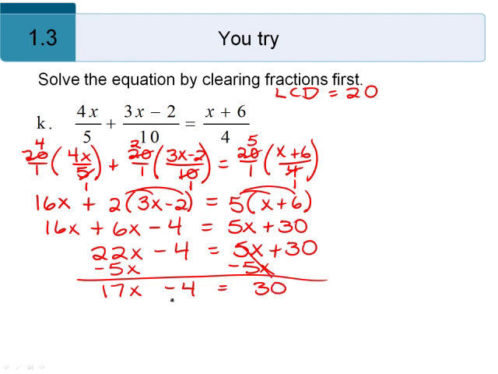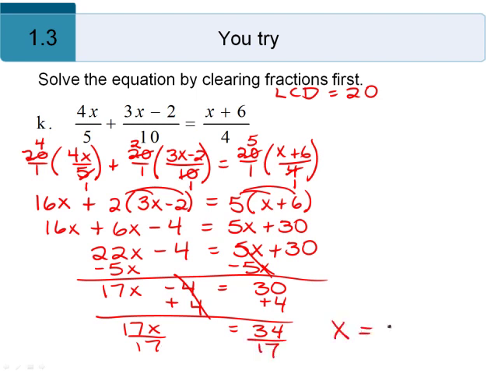Okay? Then add 4, get rid of the constant. Okay, and 17x comes down, and it equals 34. Now people think, ooh, this is gross, but if you divide by 17, it goes evenly. X equals 2. Nice, neat little answer.